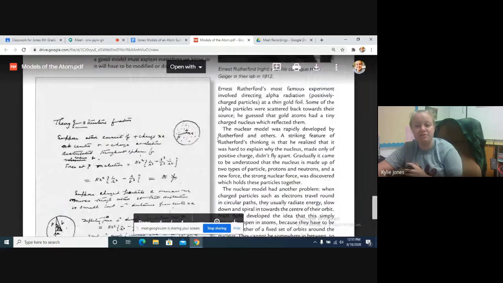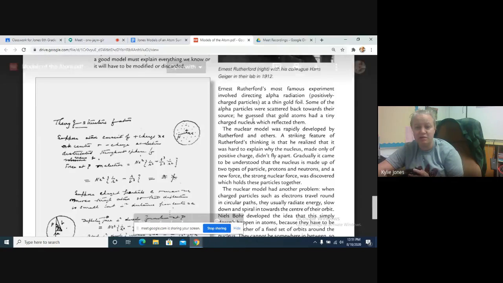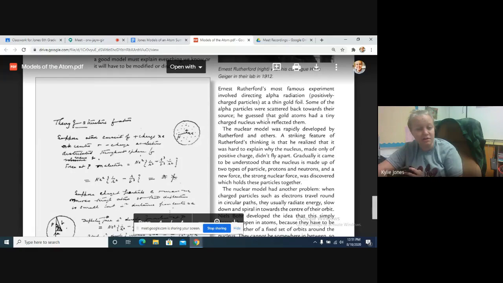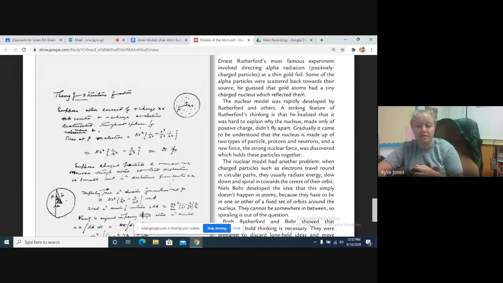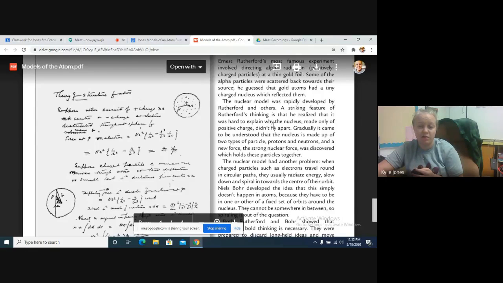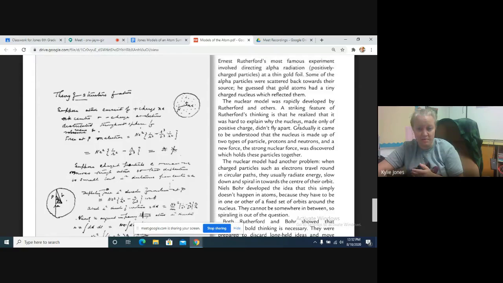So, Ernest Rutherford's most famous experiment involved directing alpha radiation, which are positively charged particles, at a thin gold foil. Some of the alpha particles were scattered back towards their source, and he guessed that the gold atoms had a tiny charged nucleus that reflected them. The nuclear model was rapidly developed by Rutherford and others. A striking feature of Rutherford's thinking is that he realized that it was hard to explain why the nucleus, only made of positive charge, didn't fly apart.